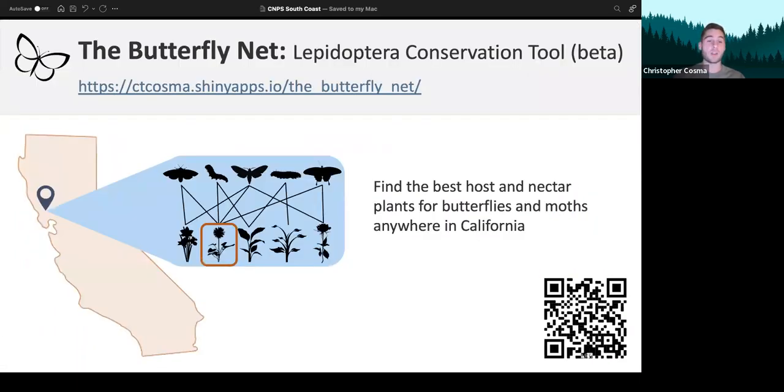But I hope that I've shown you here today that the monarch butterfly is not the only species that is at risk. And with the butterfly net, we can all start planting the best hosts and nectar plants for butterflies and moths anywhere in California.